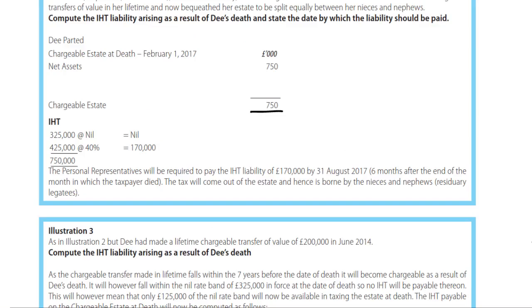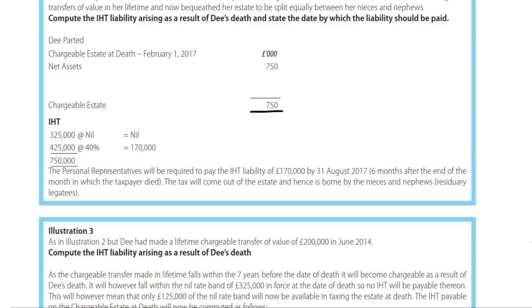Well, at the end of that first session, we saw our first calculation of the tax on the chargeable estate, and a very simple exercise it was, as you can see in front of you on the screen now. We were told the amount of the chargeable estate at death, some $750,000.